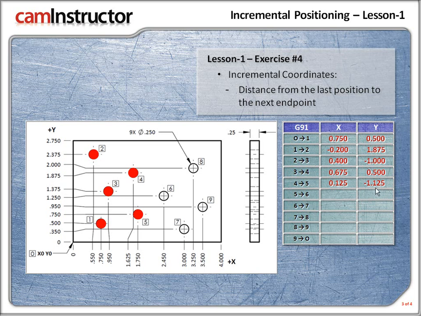Now, how much would you move in the Y-axis from position 4 to 5? Well, a negative amount, minus 1.125. Now, how do we get that? So let's check out the 1.875 dimension minus, just moving on down, this 0.75 dimension, and we end up with 1.125. So from 4 to 5, we're moving positive 0.125 in the X, and for the Y, negative 1.125.